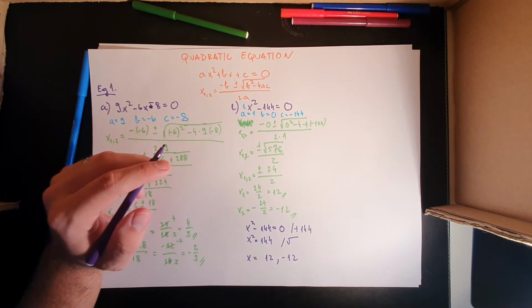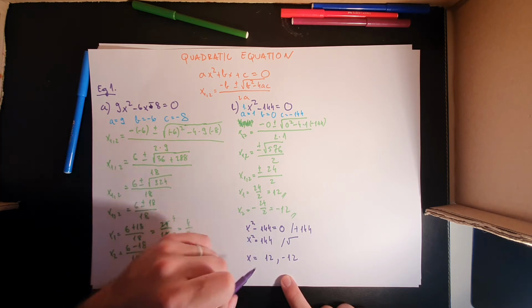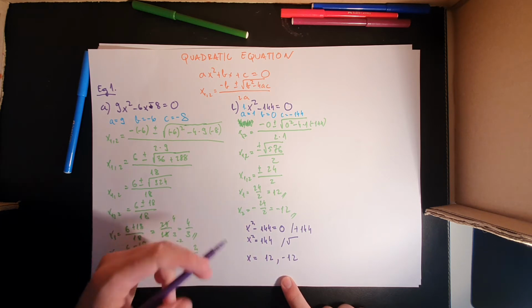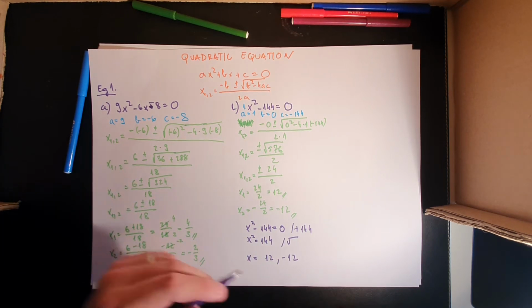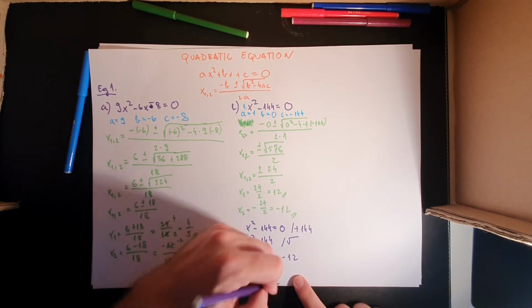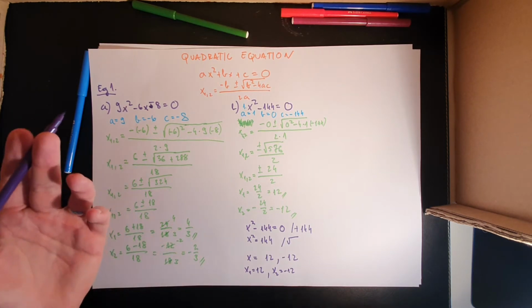So these are the two solutions. Now I've written it a little differently. Instead of using x1 and x2, I have just x is either 12 or minus 12. This is another method of solving it. I wouldn't say this is the common one. I would still recommend saying x1 is 12, x2 is minus 12 as the ending solution to make it mathematically correct.